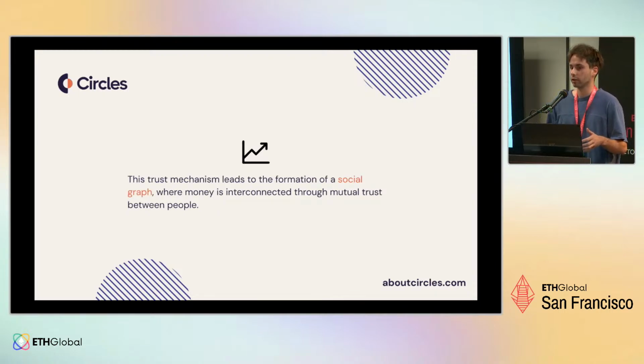All of this trust relation creates a social graph that includes direct trust, so for example, me trusting you, but also indirect trust, me trusting you and you trusting someone else. So I will be able to send tokens to this person because we have a trust path between me and him.